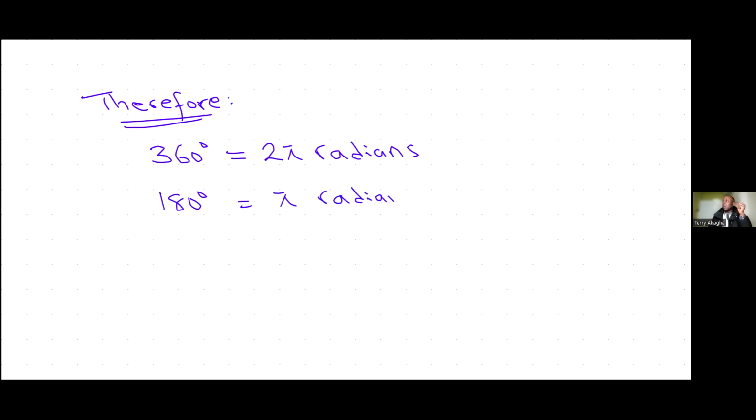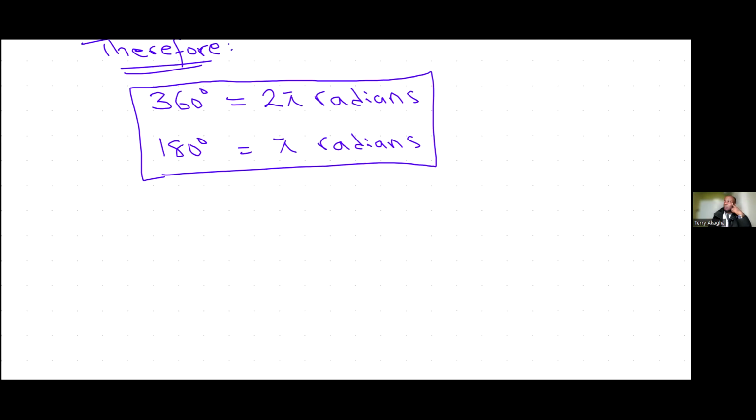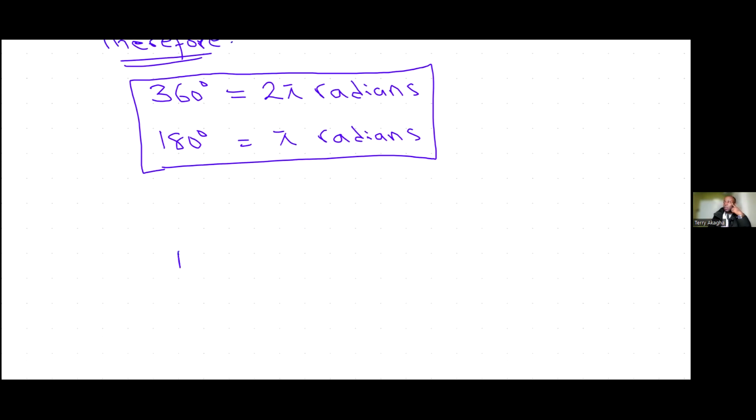This is the most important thing for you to take away here. 360 degrees is equal to 2 pi radians, and 180 degrees is equal to pi radians. Also, you can put this in a chart form, with degrees and radians. Basically, I can move from degrees all the way to radians, and I can also move from radians back to degrees.